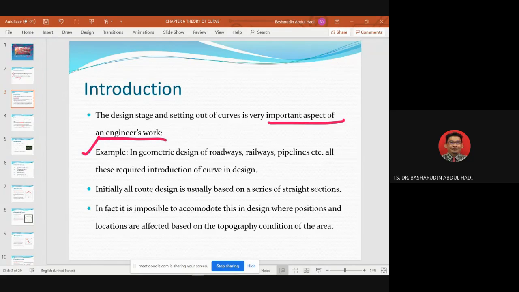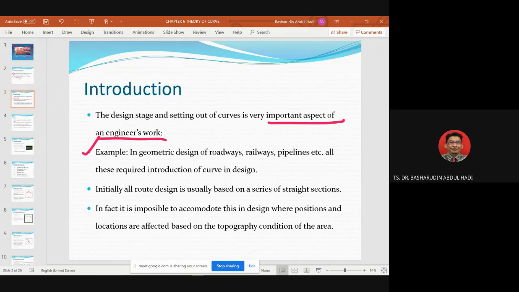Number two, example in geometrical design of roadways. The curve we also apply in roads, we also apply for railways, and we also apply for pipelines for gas or oil. All of this requires the introduction of curves in the design.